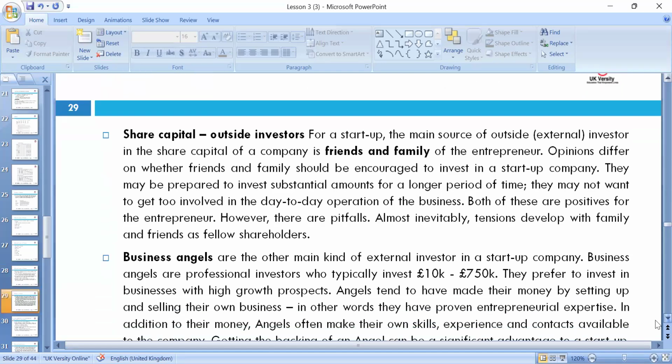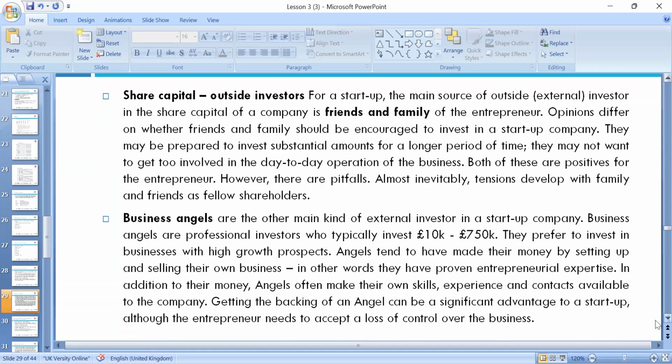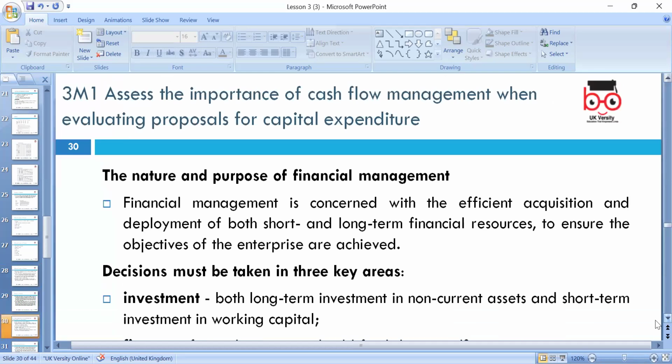Sources of finance, shares, of course. Shares mean registered capital in Companies House, and we can issue shares to the public. Business angels, rich people, can lend money, but they'll charge interest. So we can look at what control they want. Then we have a merit criteria: assess the importance of cash flow. Cash flow is the lifeblood of any business. We really need to manage the cash.